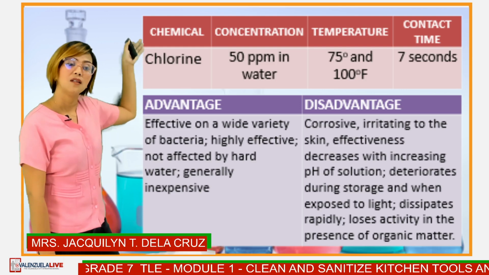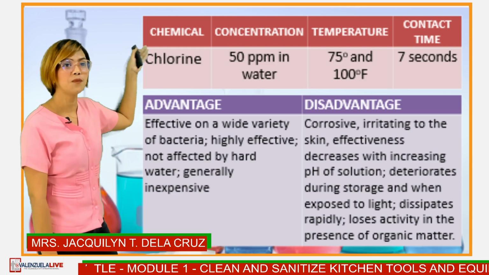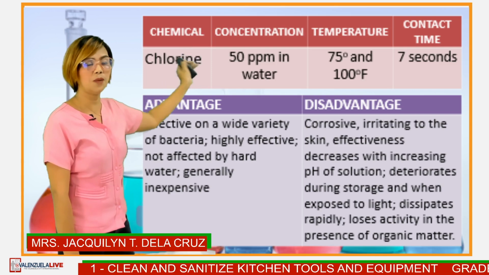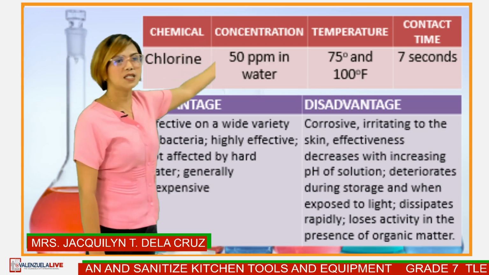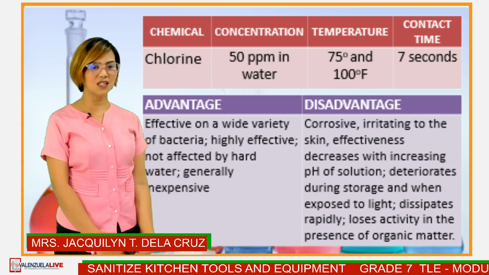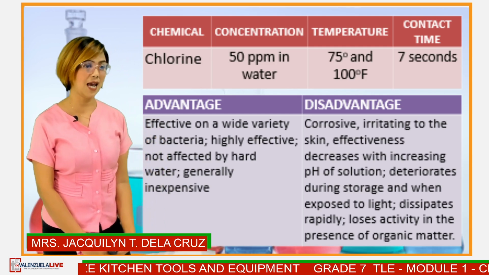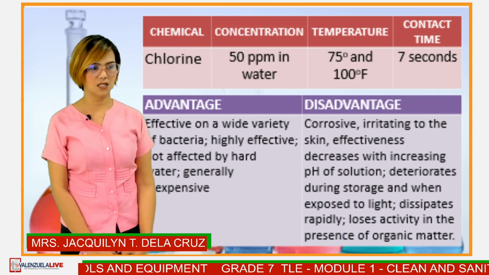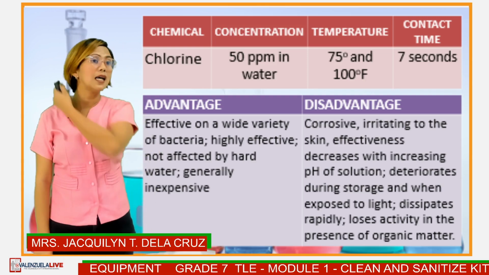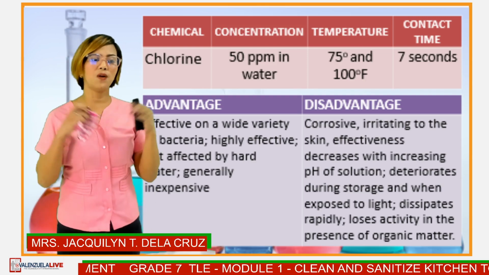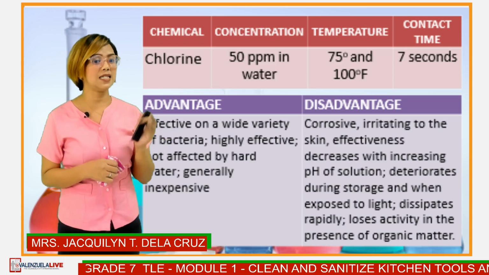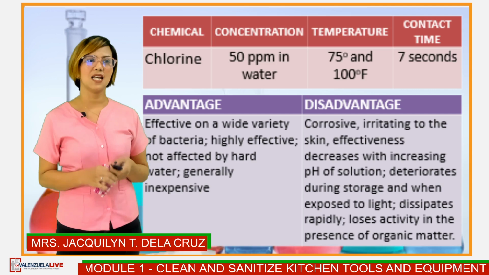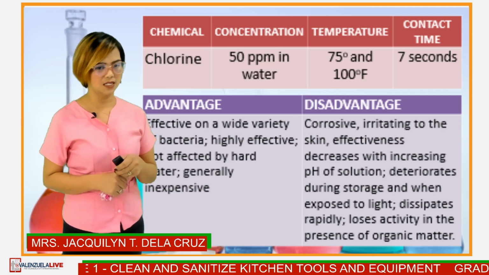Chlorine. Concentration should be 50 parts per million in water between 75 and 100 degrees Fahrenheit, and it should be diluted for 7 seconds. Advantage of chlorine is that it is effective in wide variety of bacteria. It is highly effective, not affected with hard water, and it is inexpensive.